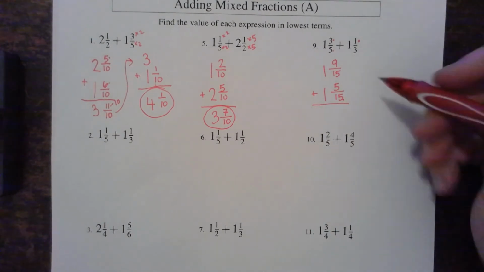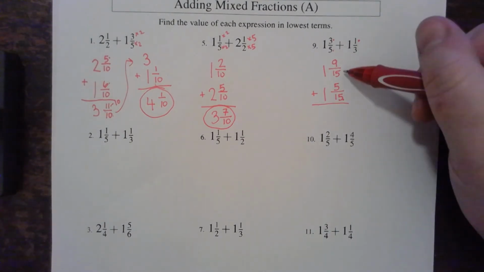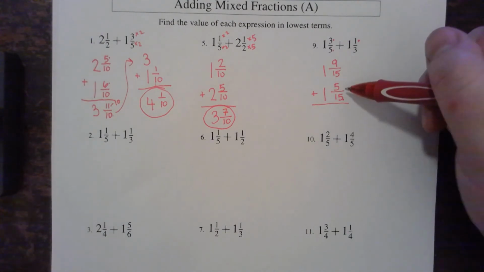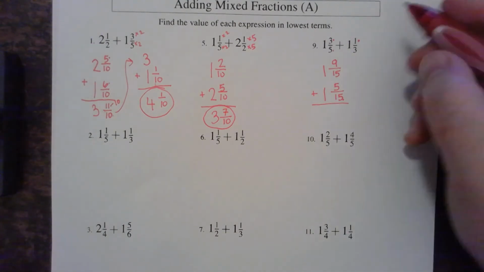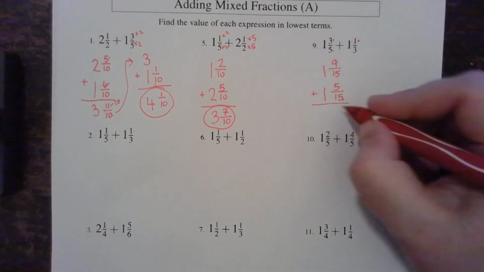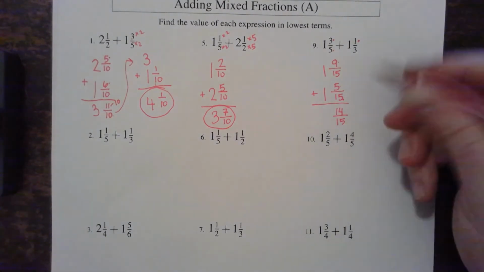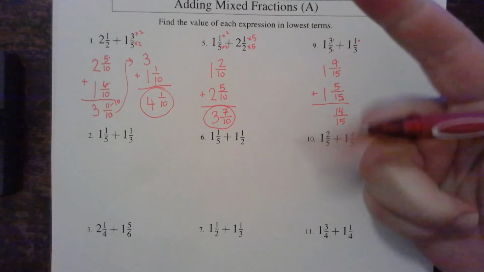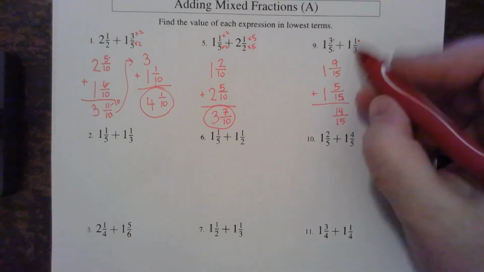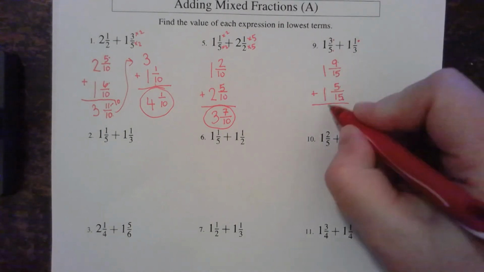All right, so now we just add. Because we have the common denominator here, it's just addition. 9 plus 5 is 14. Right? 9, 10, 11, 12, 13, 14. And then 1 plus 1 is 2.